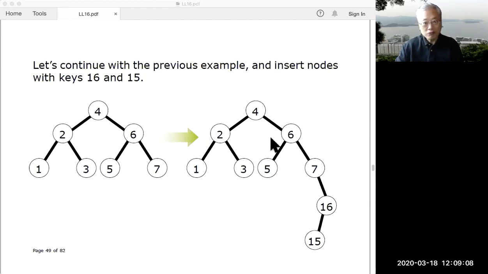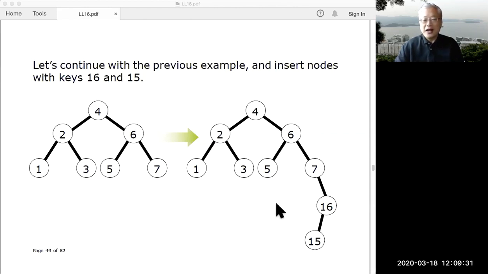Okay, so one rotation would be sufficient. So which rotation do we need to do? Basically, the principle is that we fix the lower part first, okay? We fix the lower part. The lower the better. The lowest part is the part that we need to fix, okay?